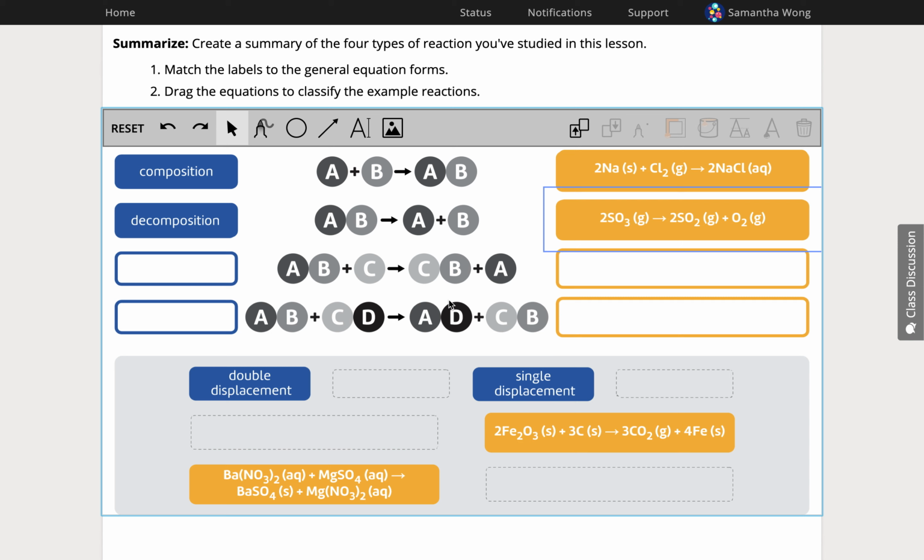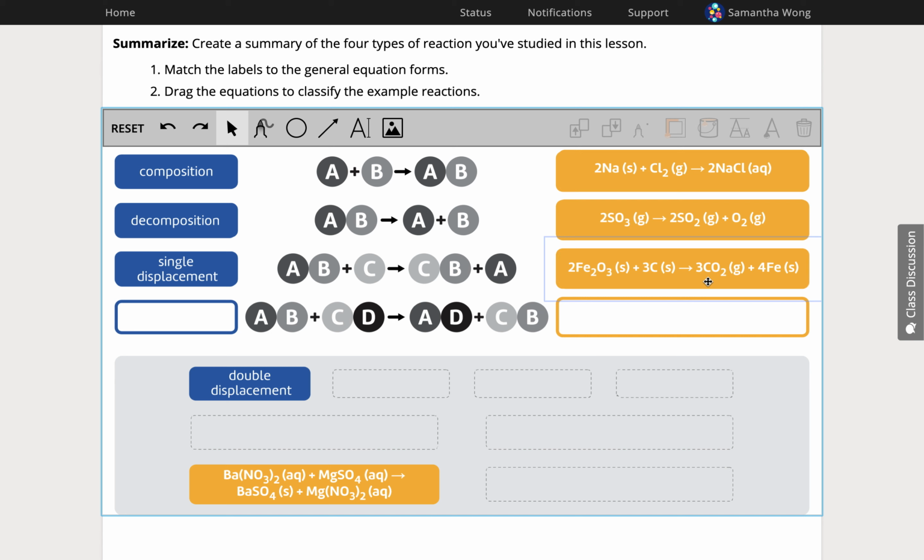Next, we move on to AB plus C gives you CB plus A. That is the general form for a single displacement. So we'll go ahead and move that one over. Now, the example here of a single displacement is actually going to be this one. The reason for this is the iron has swapped with the carbon. That's all it's done. The iron has swapped with the carbon.